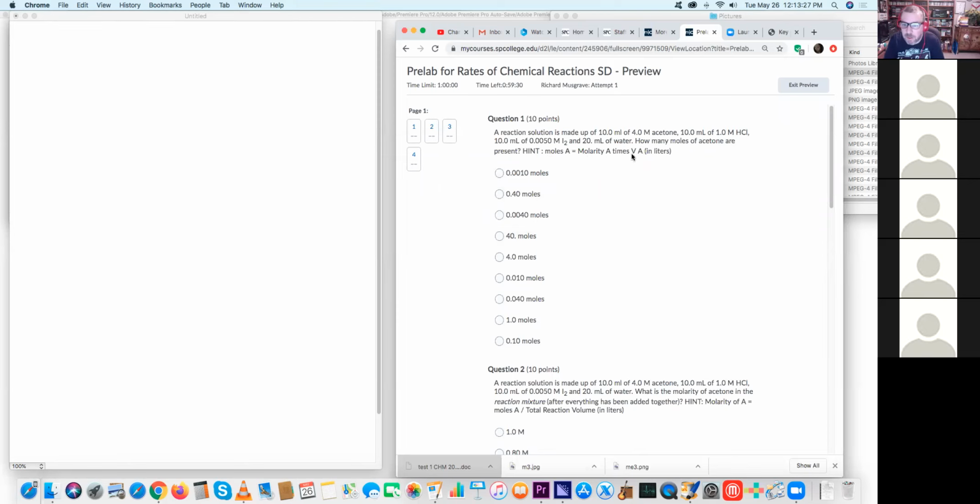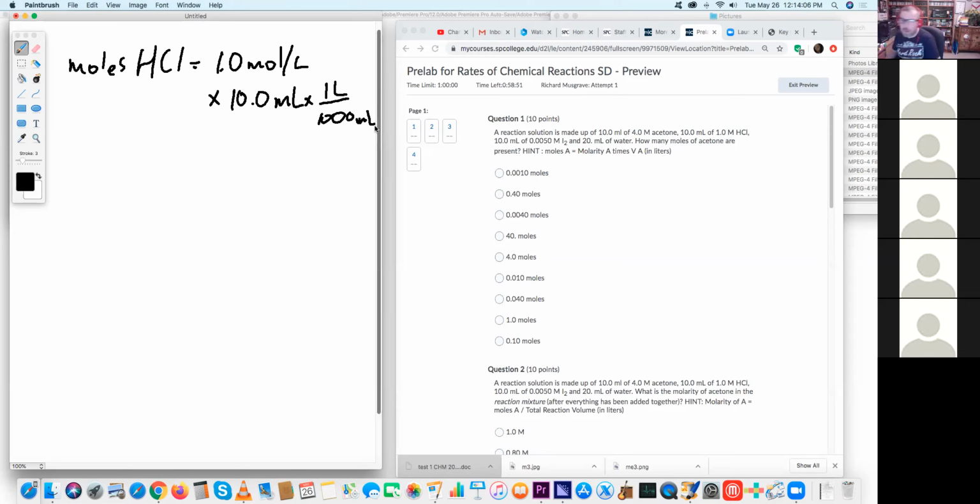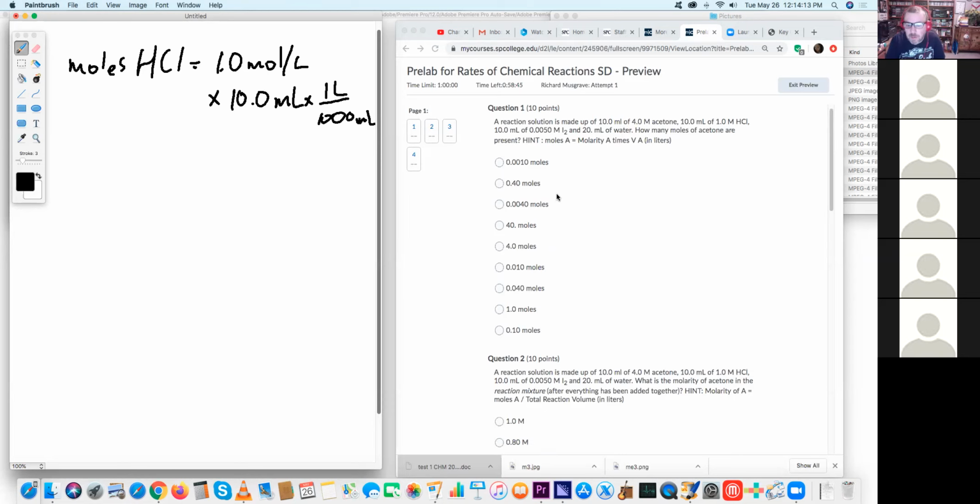You'll see I've even got a hint here. Moles of A is equal to molarity of A times the volume of A in liters. And that's kind of important as well. So let's say we were looking for the number of moles of HCl. It would be the molarity of HCl, which is going to be 1.0 moles per liter. So you know that big M is the same as moles per liter, times the volume, which is 10.0 mL. But we need to convert that into liters. So that's how you would do that. If you're looking for moles of HCl, this here is asking for moles of acetone, so you'll have to figure out how to do that. Does anybody have any questions?